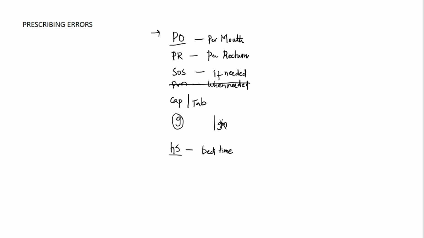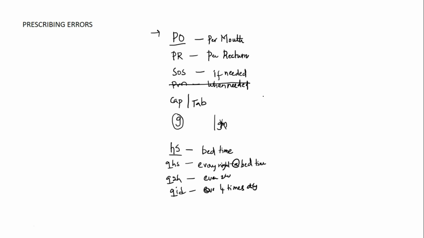Please be very careful because we also have QHS. What is this? QHS. Every night at bedtime you have to give the dosage. Similarly, if I give Q2H, that means every second hour. If I say QID, it is 4 times daily. QID means 4 times daily. Okay. So this is one thing you have to be very careful.